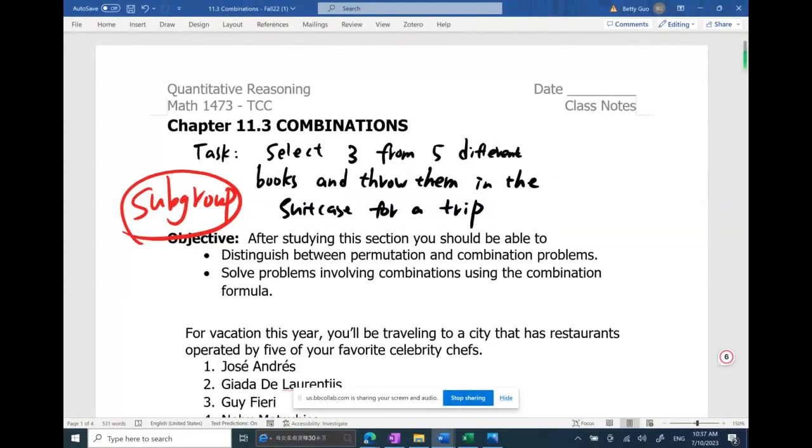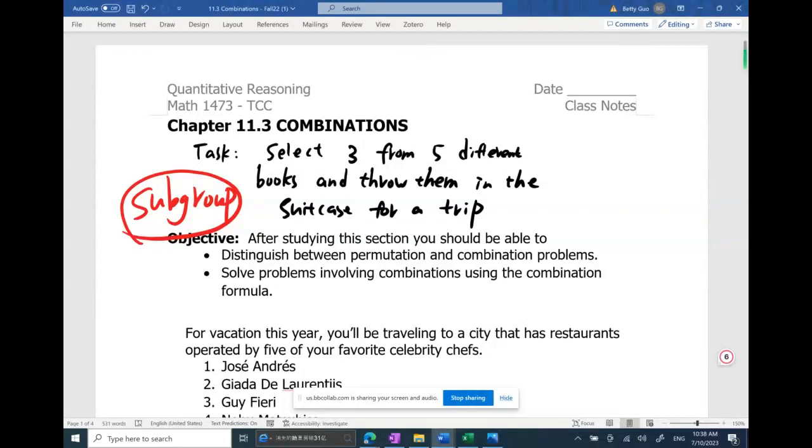Since you throw them in the suitcase, the order of the books doesn't matter. Just bundle them together. The order of the 3 books that you select in the suitcase does not matter. It doesn't matter which one is on the top or on the bottom. Maybe you just randomly throw them in a pretty messy way. Again, in a combination situation, the order of the items you select does not make a difference.